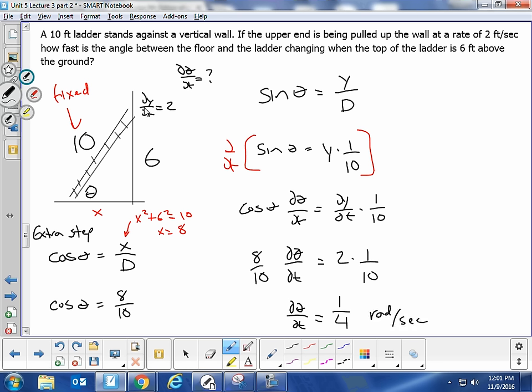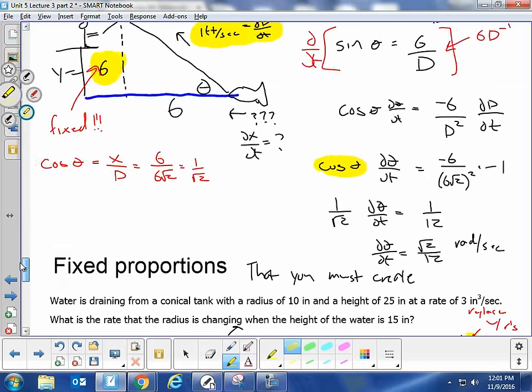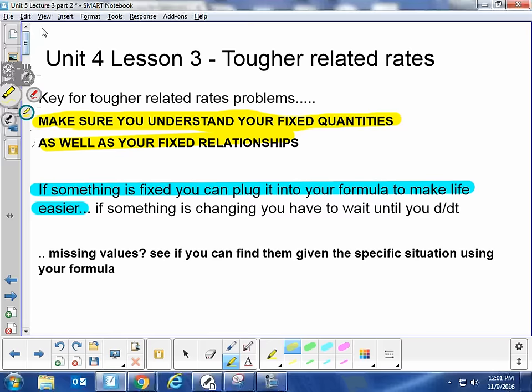I'm going to think about this problem. dy/dt is moving up. Is this angle going to increase? Yes, the angle is going to increase, so the sine looks good here. Okay, that's it. Those are our tougher related rates problems that we need to be prepared for. Thank you.